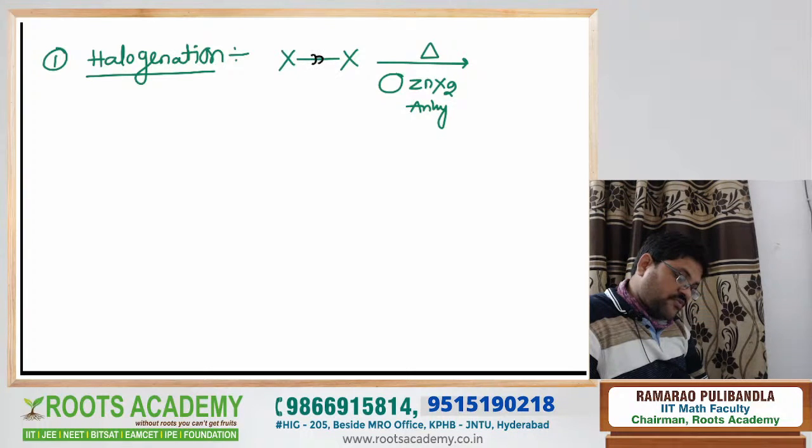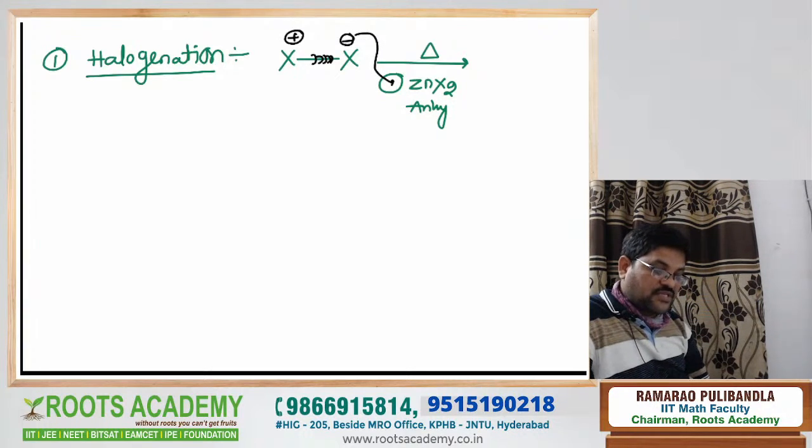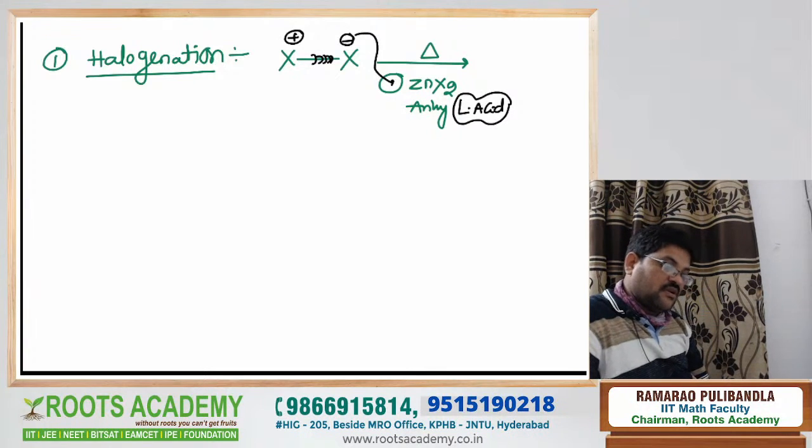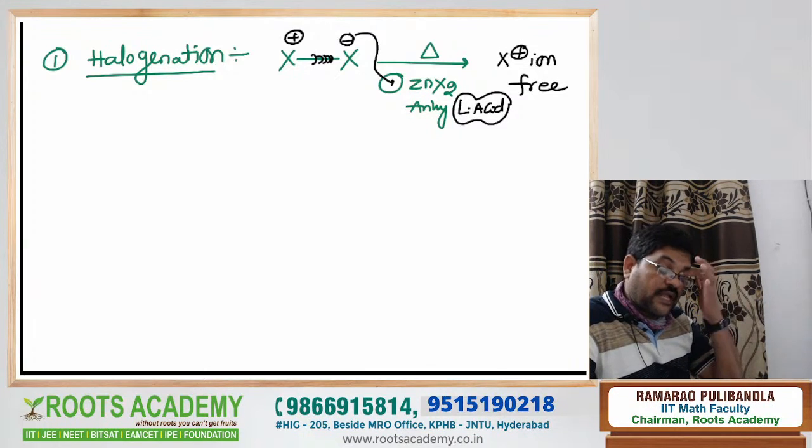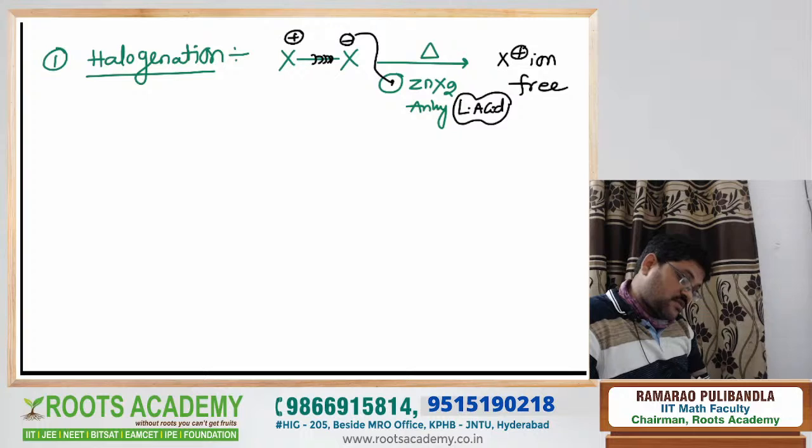On heating, one of the bonds shifted to this side. You get X minus and X plus. Now this X minus forms a dative bond with Zn(X2), which is a Lewis acid. What is a Lewis acid? Electron pair acceptor. That's why X minus forms a dative bond with Zn(X2). Now the X plus ion is free. What is the X plus ion? Electrophile. In the benzene, most of the reactions are examples of electrophilic substitution reactions. That's right.